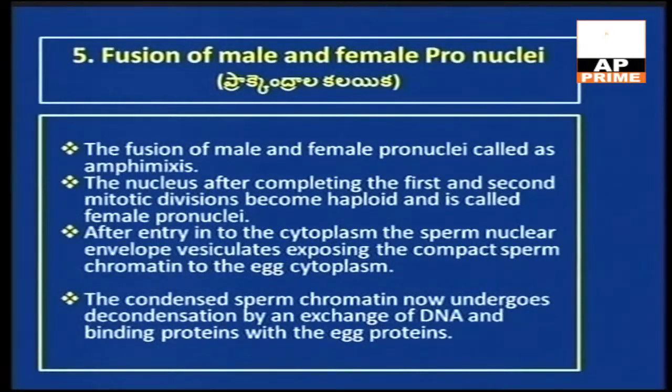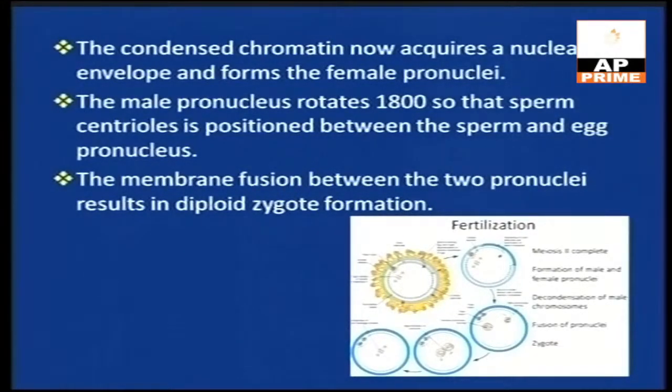Both are present in the cytoplasm of the egg, and the sperm loses its tail and head and everything. Only the nucleus enters into the egg. This one is called the condensed sperm, and the chromatin which is present will undergo the decondensation process by an exchange of DNA-binding proteins with the egg proteins. And the condensed chromatin now acquires a nuclear envelope and forms the pronucleus.